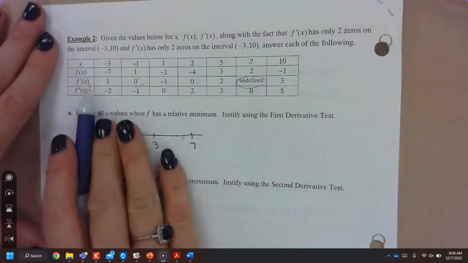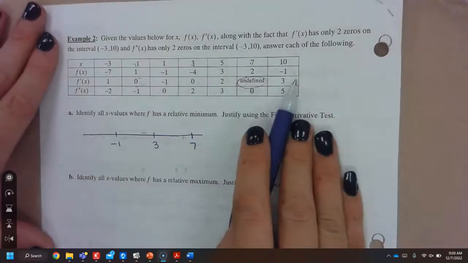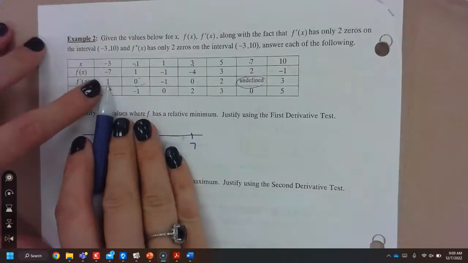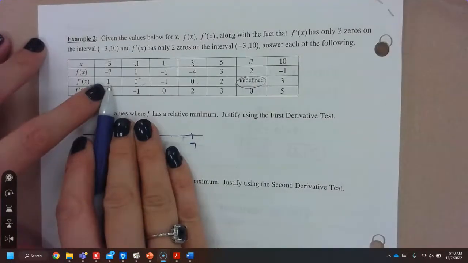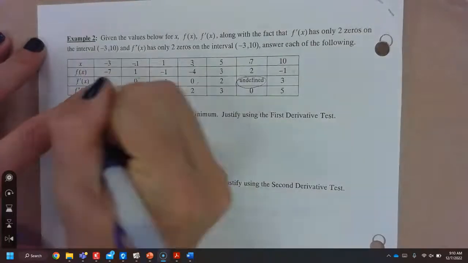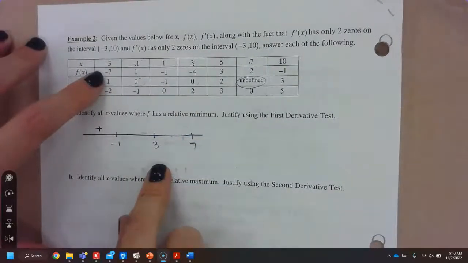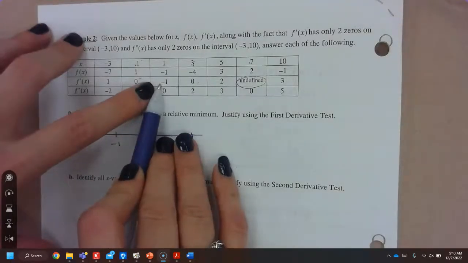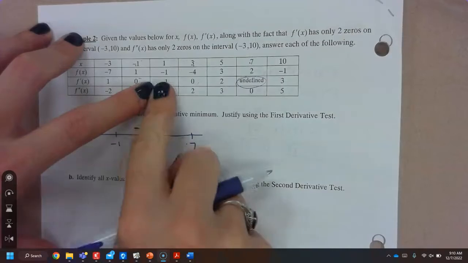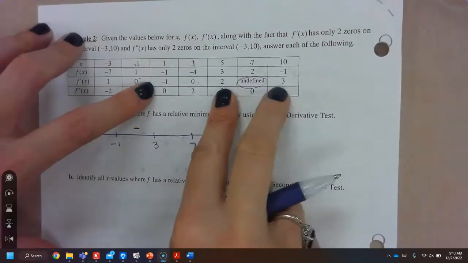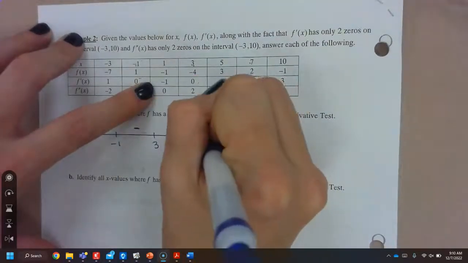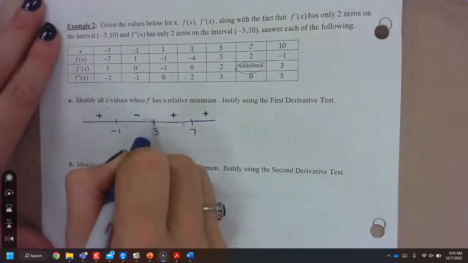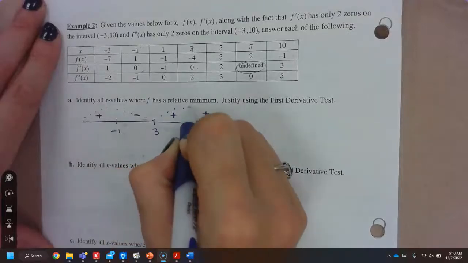Then what I'm going to do is just take the f primes around those numbers and mark their signs. So to the left of -1 at -3, the derivative is 1. So that means that f of x is increasing. Next, we have a negative. And then we have a positive and a positive. So that means my graph goes increase, decrease, increase, increase.